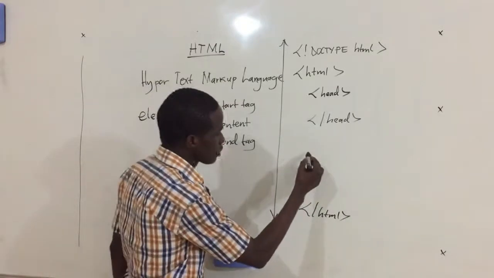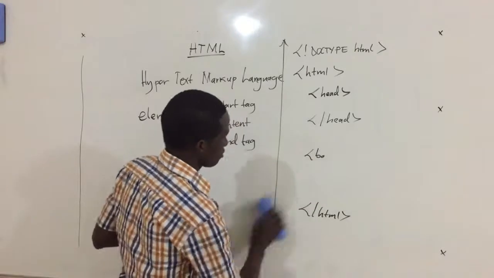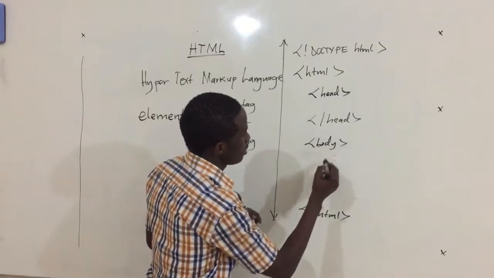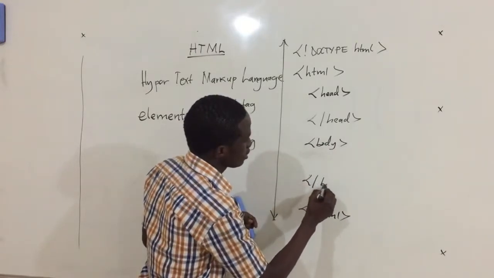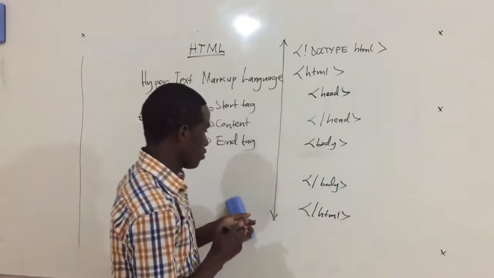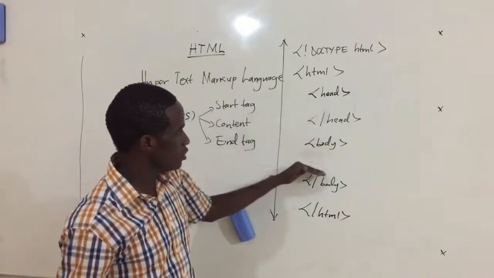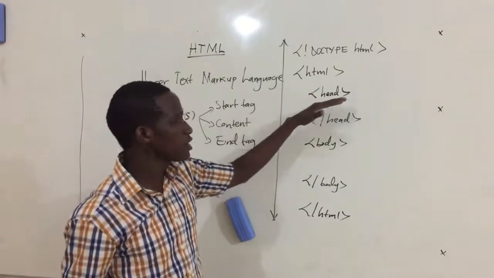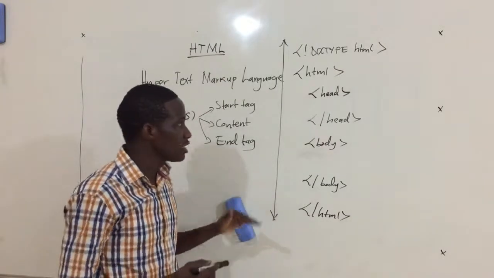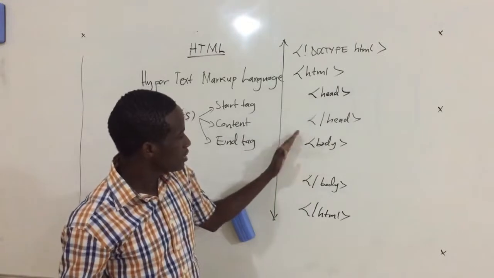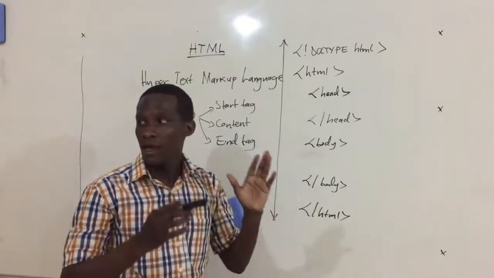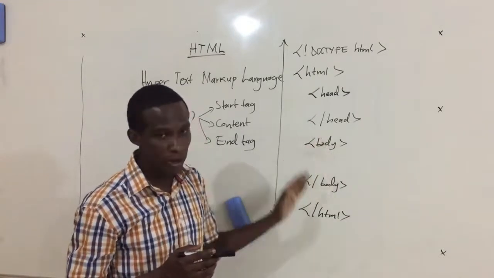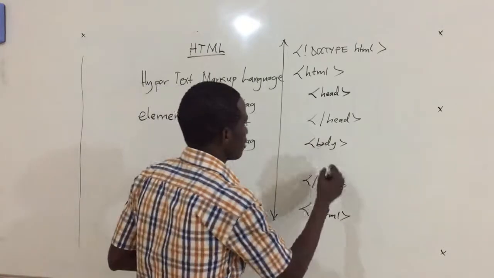And the second section, we have the body. Let me just write it here. The second section, we have the body, and then you have also to close it like that. I'm leaving spaces because there is some content which you can include here. The head tag contains the information about your web page. The body tag contains every visible content of the web page. So these are very, very important.